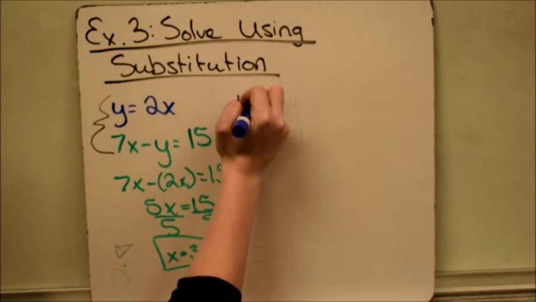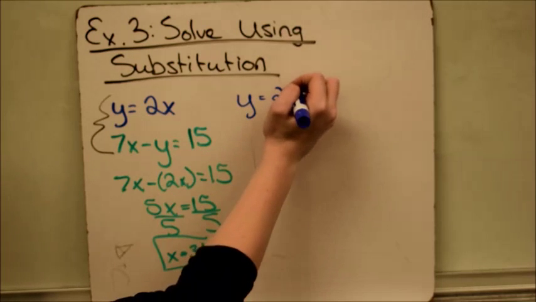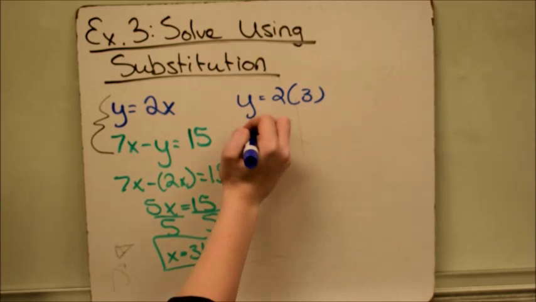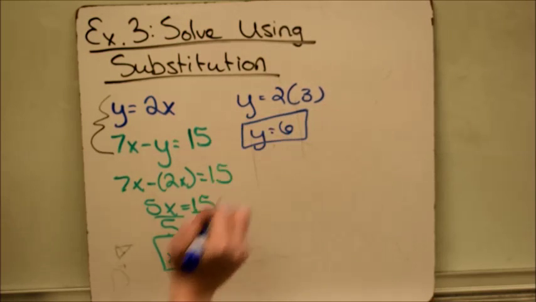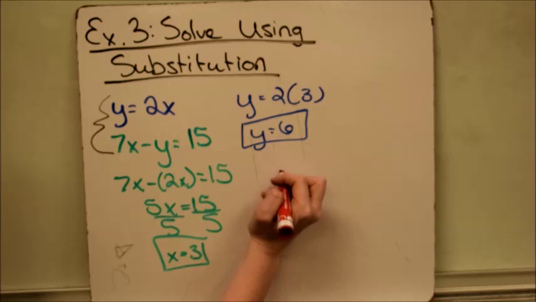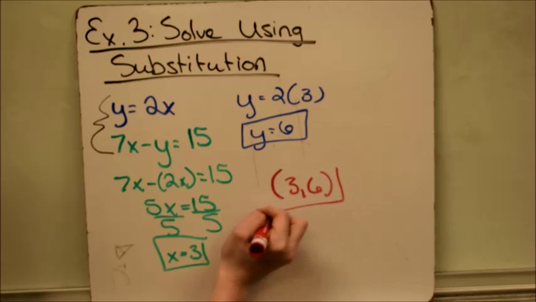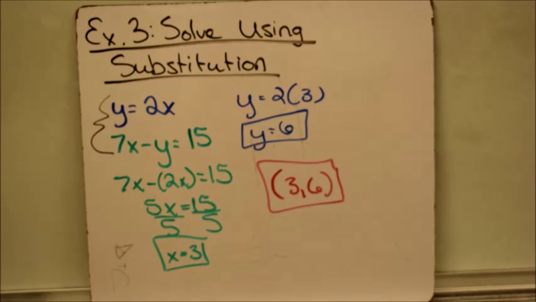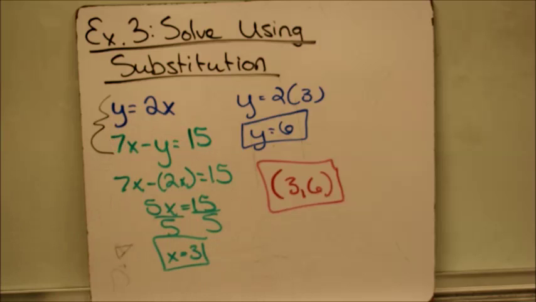So y equals 2 times the value of x, which I said was 3. So y equals 2 times 3, which is 6. So I have two answers now. My final step, almost done, is I need to write this as a coordinate point. So 3, 6. That's my final answer. And I could check that by taking these two numbers and plugging them back in and seeing if they check out.